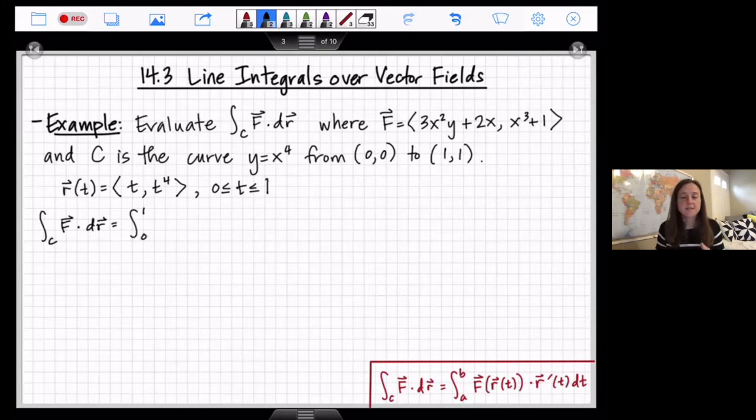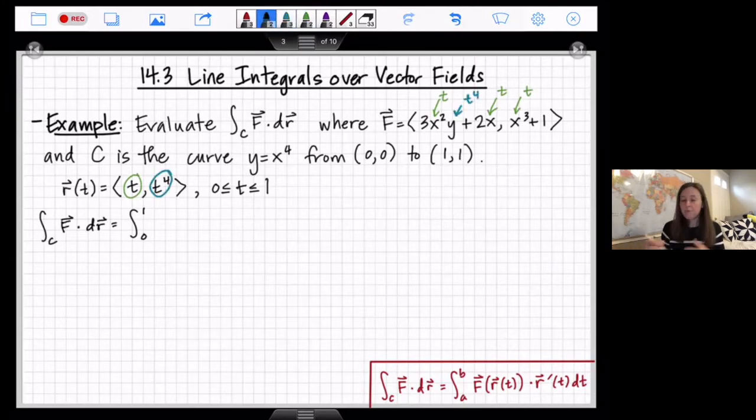We just figured out the a to b was 0 to 1. And then the formula tells us to take f of r of t. So you're going to take your r of t function and plug it in to your vector field function. So I'm going to take my x formula, let's circle this in green, t, and I'm going to plug that in wherever there is an x in my vector field. So I'm going to plug in x equals t, and then wherever there's a y in my vector field, I'm going to plug in a t to the fourth. So that's only going to be one place here, t to the fourth.